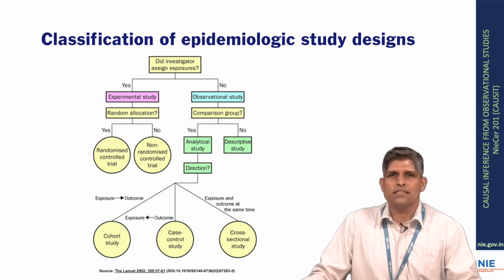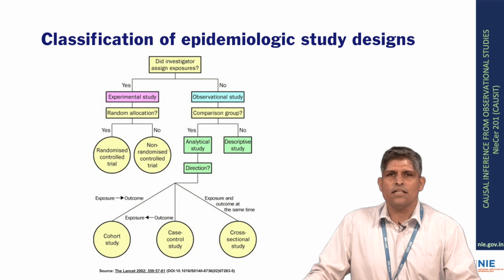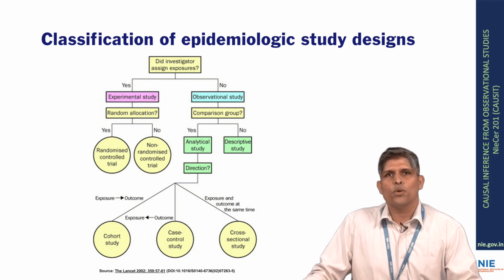Within analytical studies, depending on the direction of measurement of exposure and outcome, these studies are further classified into cross-sectional studies, case control study, and cohort study. In cross-sectional study, exposure and outcome are measured at the same time with reference to the study participant. In case control study, we first measure the outcome and then go back in time to measure the exposure among those with and without the outcome. In cohort study, we start with a cohort of study participant.